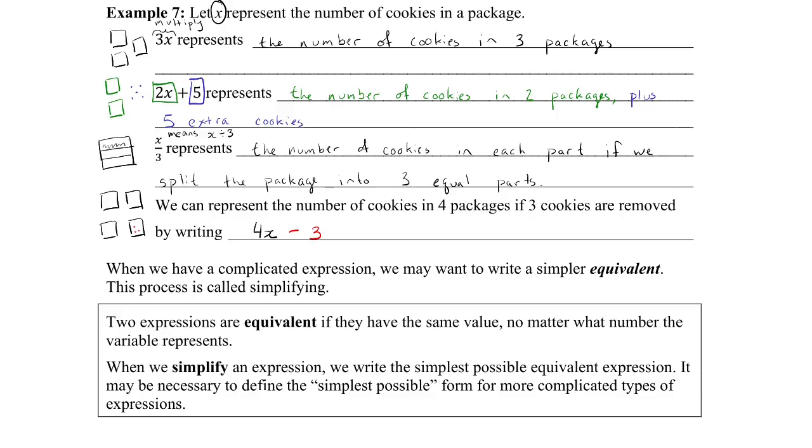We want a simpler expression that means the same thing. So we say that 2 expressions are equivalent if they have the same value, no matter what number the variable represents. When we simplify an expression, we want to write the simplest possible expression that is equivalent to the one that we started with.